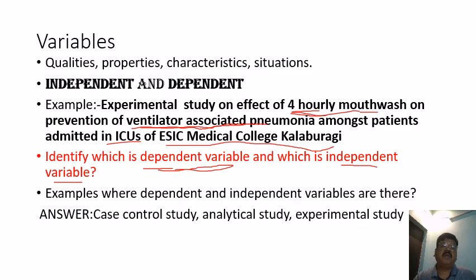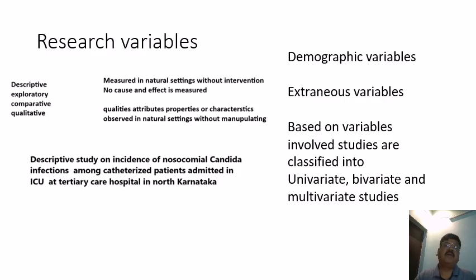The case control study, analytical study, and experimental study have variables. In these three types of studies, there are dependent and independent variables. Whereas descriptive study, exploratory study, comparative study, and qualitative study are measured in natural settings without any intervention, and no cause and effect is measured.